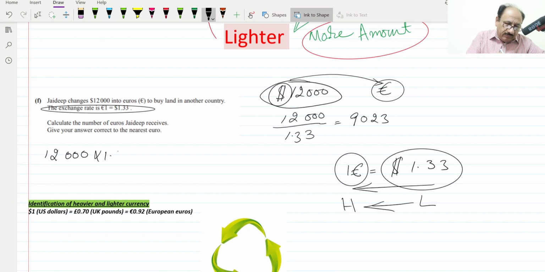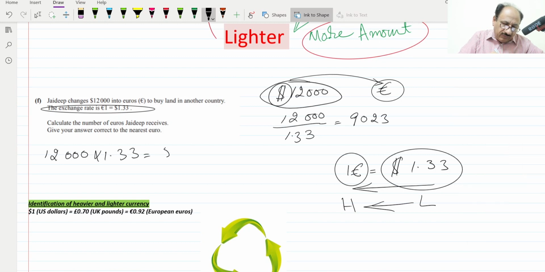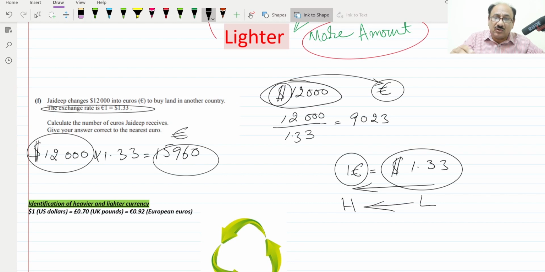12,000 multiplied by 1.33. Many students are confused about whether to multiply or to divide, so this is the technique which I'm telling you. 12,000 multiplied by 1.33 will give you 15,960. So this was dollars, and this is in terms of euro. So in this case we had $12,000, and now we are getting more than 12,000 euros, which is illogical.